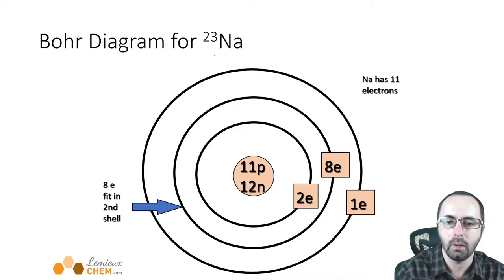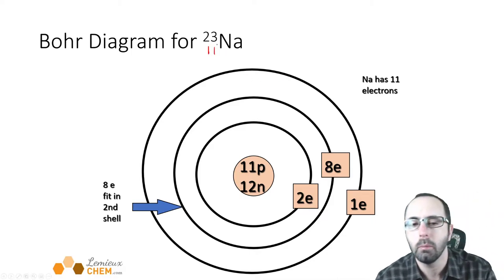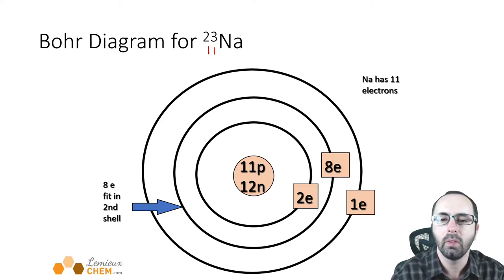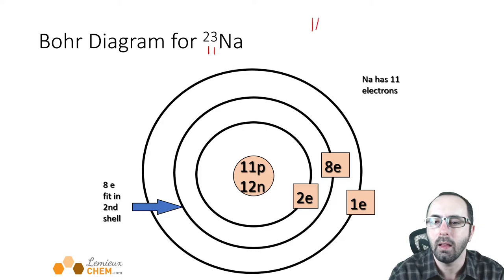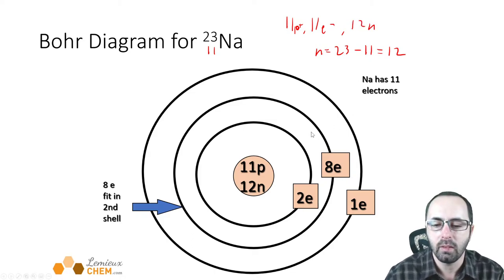I'll write it down here in the lower left, which is where people write the atomic number when they write it. So what this means is that sodium has 11 protons. It also has 11 electrons because it's a neutral sodium atom. And its number of neutrons is going to be the mass number, 23, minus the atomic number, 11. So its number of neutrons is 12. So in the nucleus here, I put the protons and the neutrons, 11 protons, 12 neutrons.